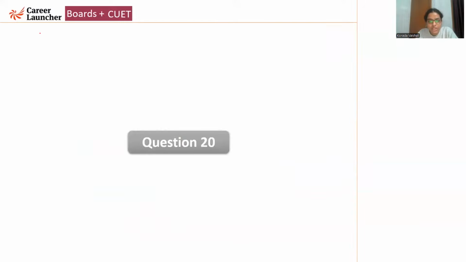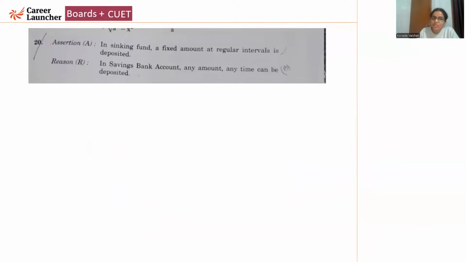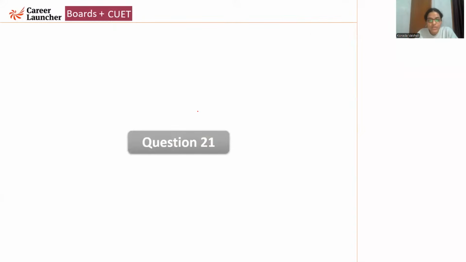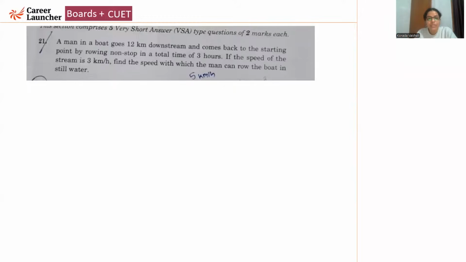And coming to question number 20. In this case, both the assertion and reasoning are correct, but R is not the reason for A. So option B is going to be right for this. Now coming to the next section, question number 21. Read this question carefully and then we will discuss the solution.